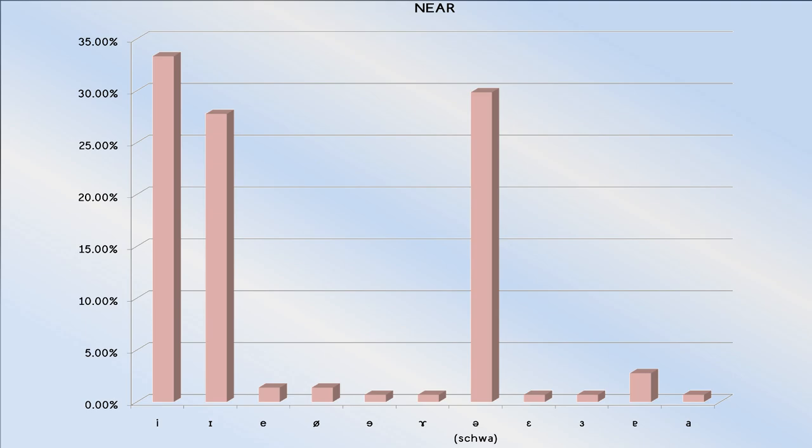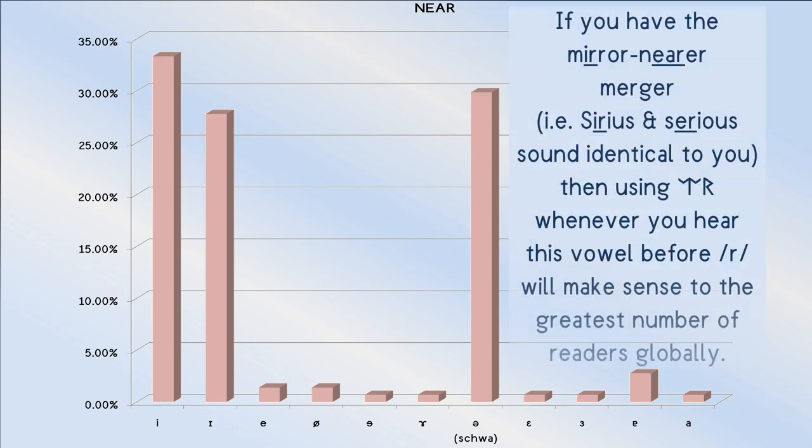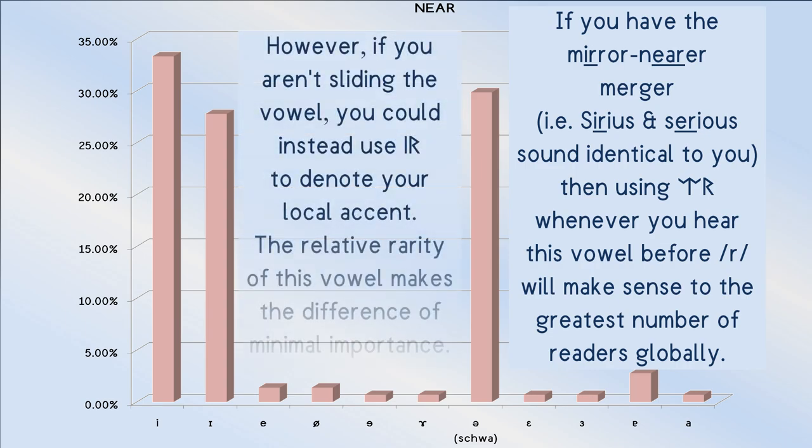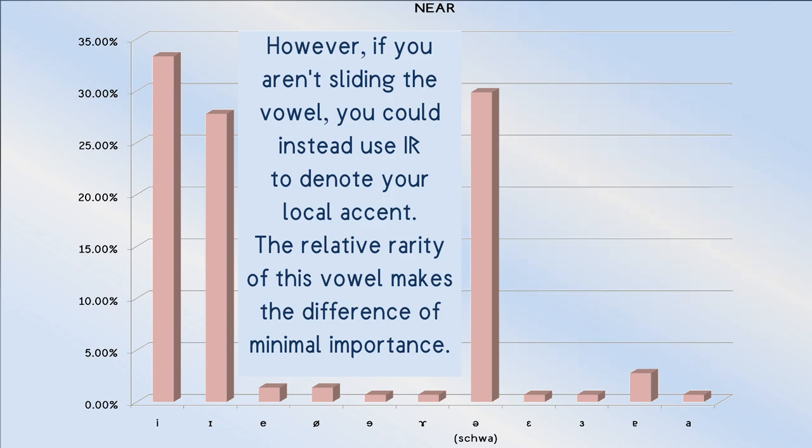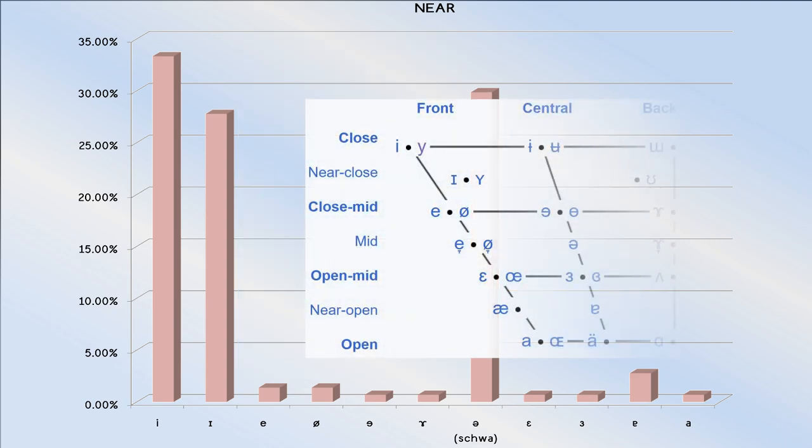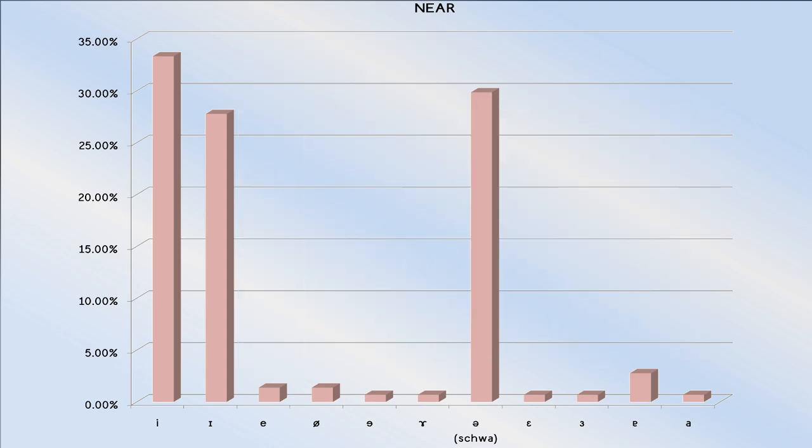Of course, if you do have the mirror-nearer merger, so you're saying mirror and nearer, then given how you're unable to distinguish these sounds, you may as well just use the near vowel in this position whenever it occurs before rad. Some people will notice your accent as a result, but that occurs for all of us from time to time.